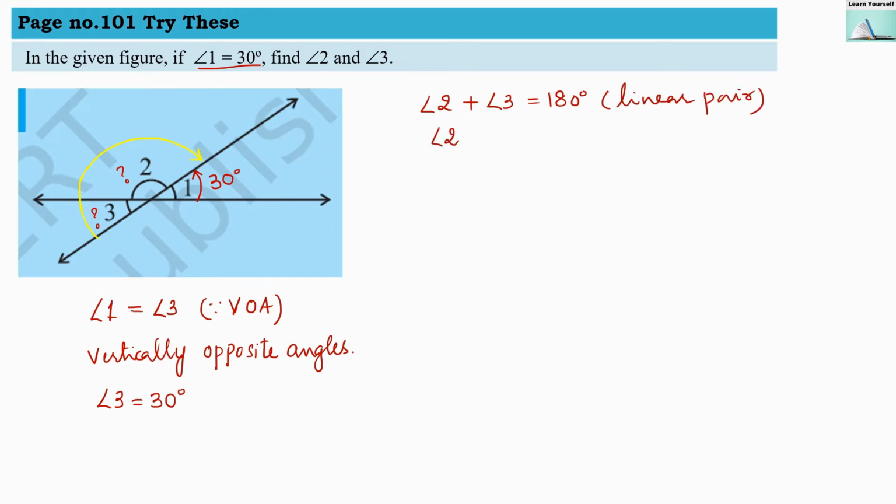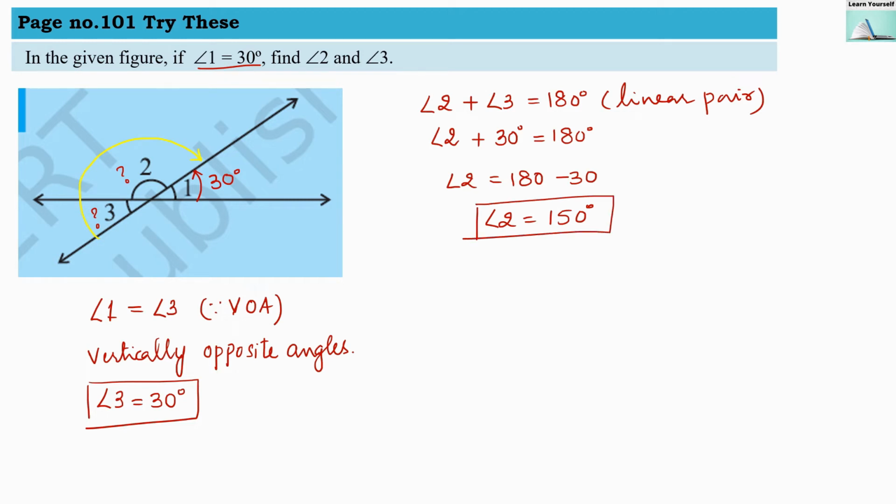Now I do not know the measure of angle 2, but I do know the measure of angle 3. So angle 2 plus 30 degree equals to 180 degree. Now angle 2 equals to 180 minus 30, we will get angle 2 equals to 150 degree. So here we got the answer for both the angles, that angle 3 is 30 degree, angle 2 is 150 degree. And similarly angle 2, and if angle 4 is also there, then they both are also vertically opposite angle. So measure of these two angles will also be equal. They have not asked for it, but if they have asked, then we can write angle 4's measure is 150 degree.